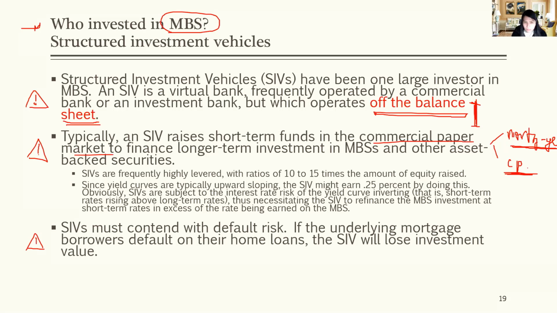The last feature of SIV is that because they hold mortgages, so they buy the mortgages from the banks, essentially they are exposed to the default risk of the mortgage. So if the borrowers default, then their asset will lose in value.